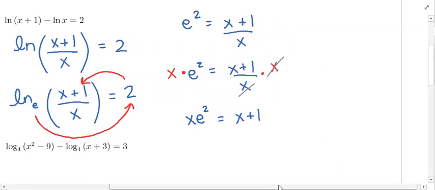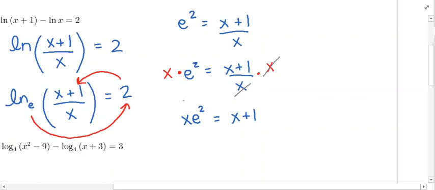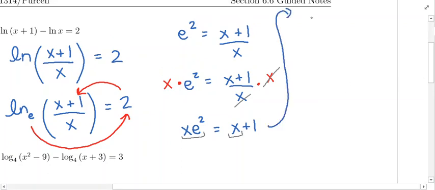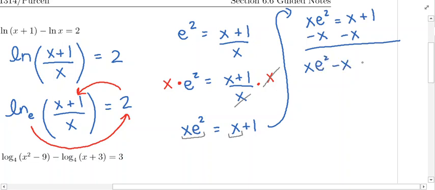Then what? I'm trying to solve for x. This piece has an x, this piece has an x, so let's put everything with an x on one side. Starting with x times e squared is equal to x plus 1, I'm going to move this x over. I'm going to subtract x from both sides. That tells me x times e squared minus x is equal to 1. Now everything with an x is on the left, everything without an x is on the right.